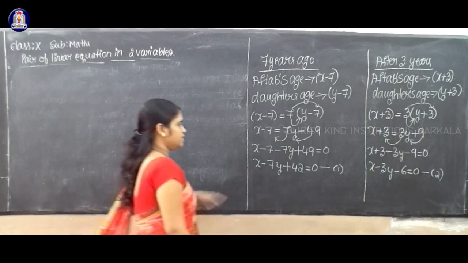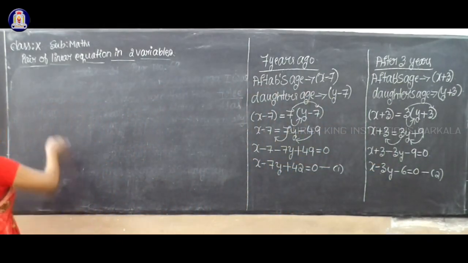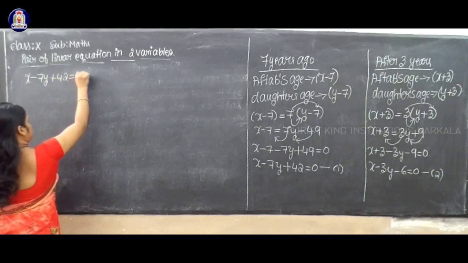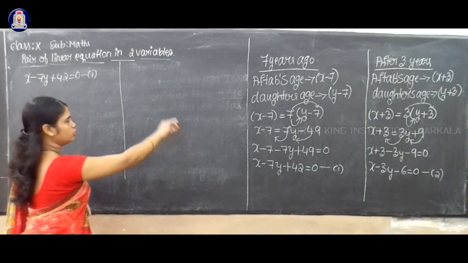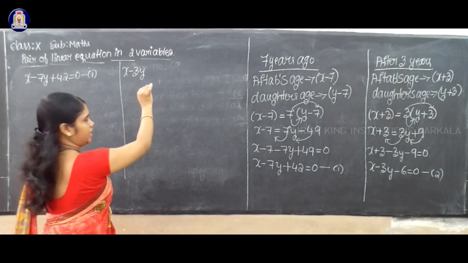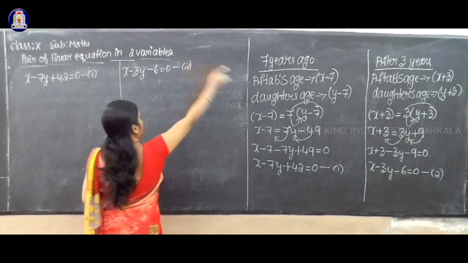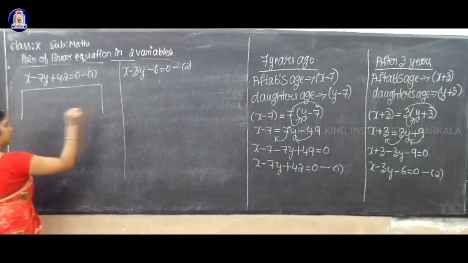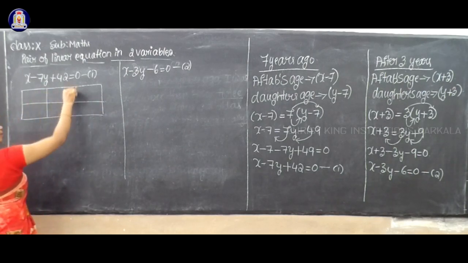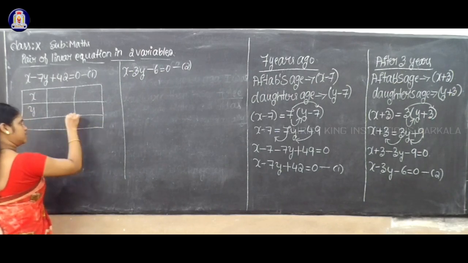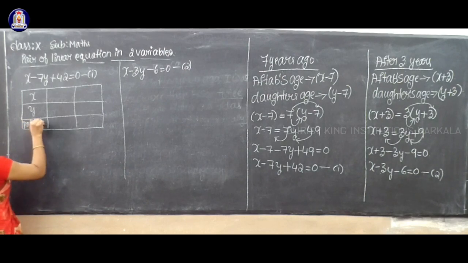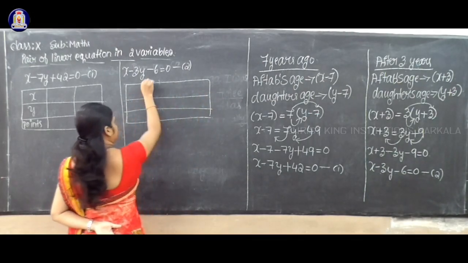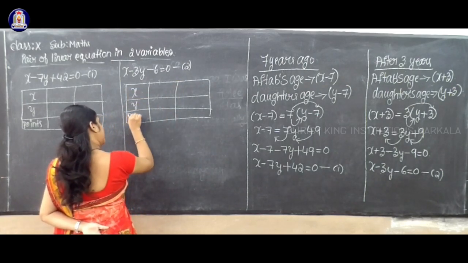So now I'll write this equation number 1 and equation number 2 separately. What about equation number 1? X minus 7y plus 42 equal to 0. This is your equation number 1. What about equation number 2? X minus 3y minus 6 equal to 0. This is your equation number 2. So now I will take the points. So that means I will consider the table. Here this is x, this is y, and the third column is about points. The same thing for the equation number 2. This is x, this is y, and this is points.